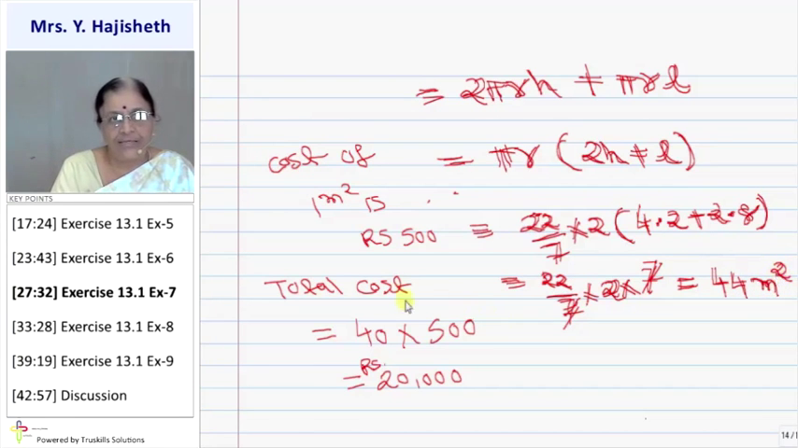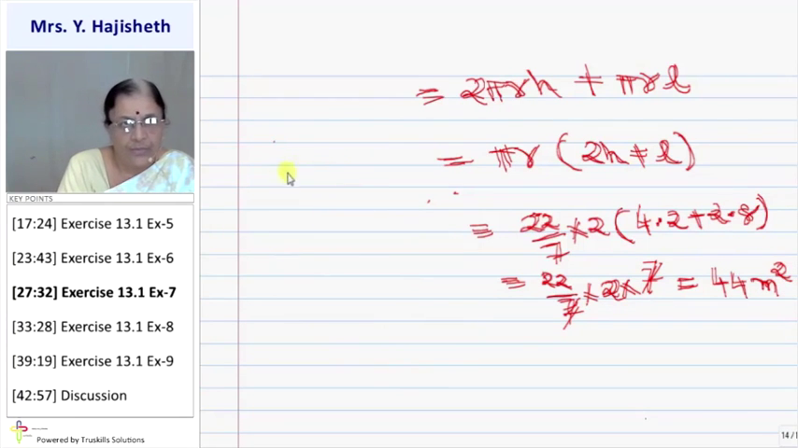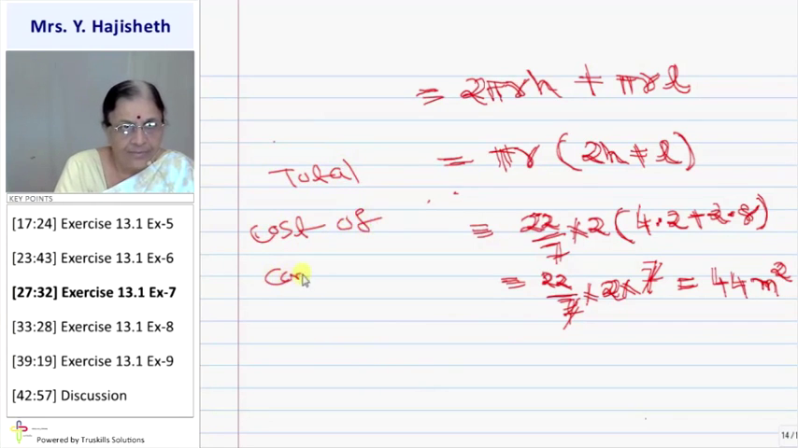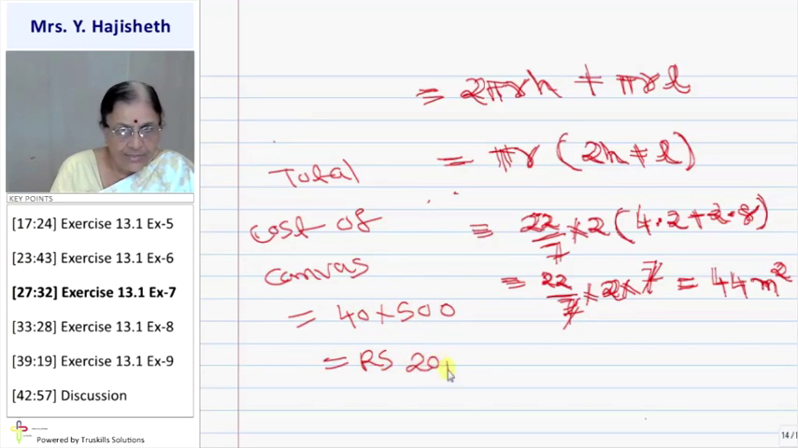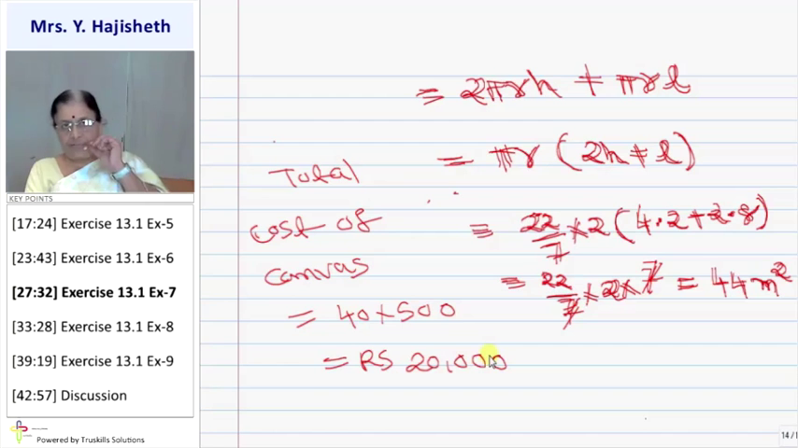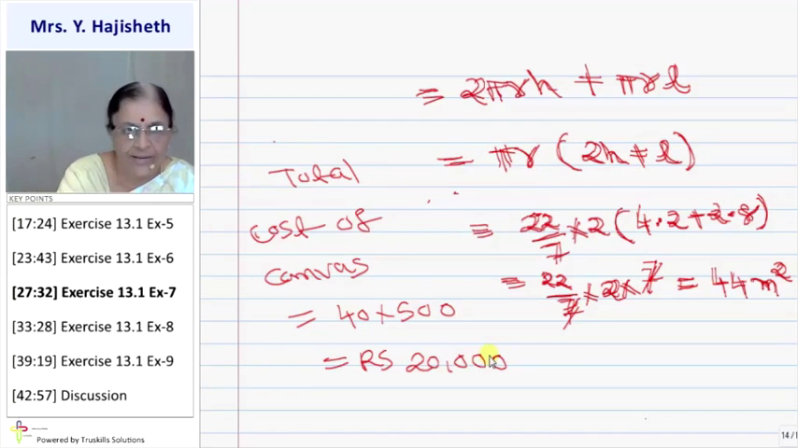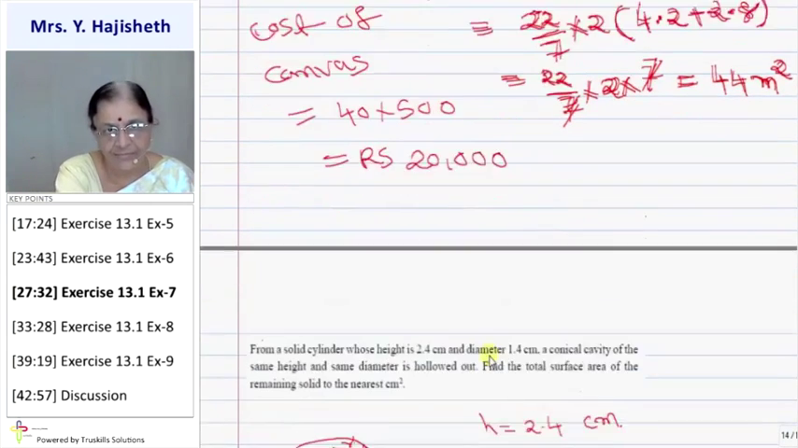Cost of canvas is 500 rupees per meter square. 1 meter square का 500 rupees. So total cost of canvas. Can you calculate by your own? It is 40 into 500. So it is rupees 20,000. Okay. That is the cost of the canvas. Clear?